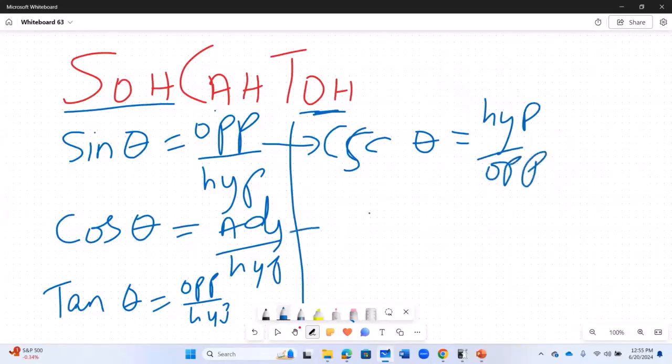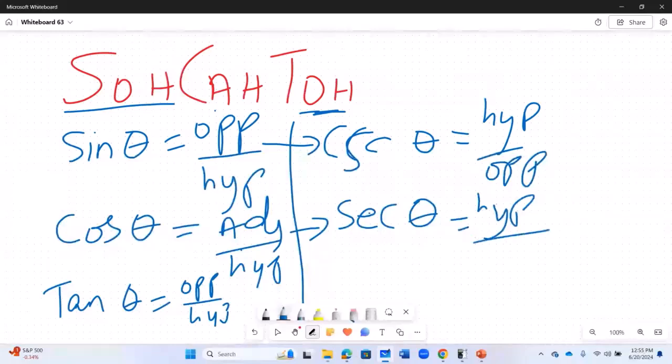Cosine also has a brother, call it a sister if you like, and that is secant. And secant of theta is the reciprocal of adjacent over hypotenuse. So now I can say hypotenuse over adjacent. Also, tangent has a brother called cotangent, and I'm going to just call it cot.